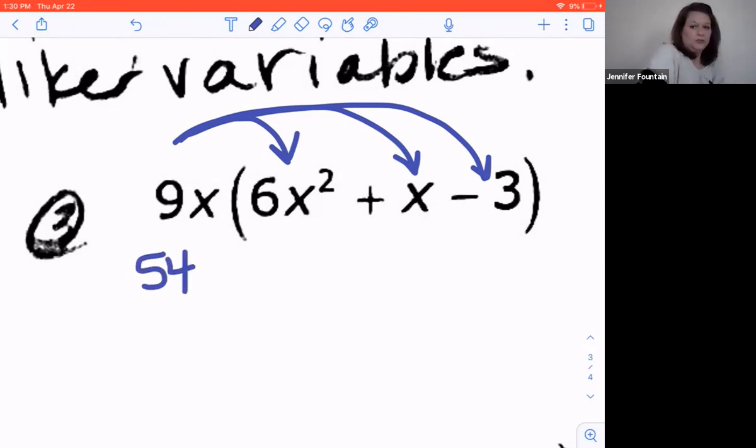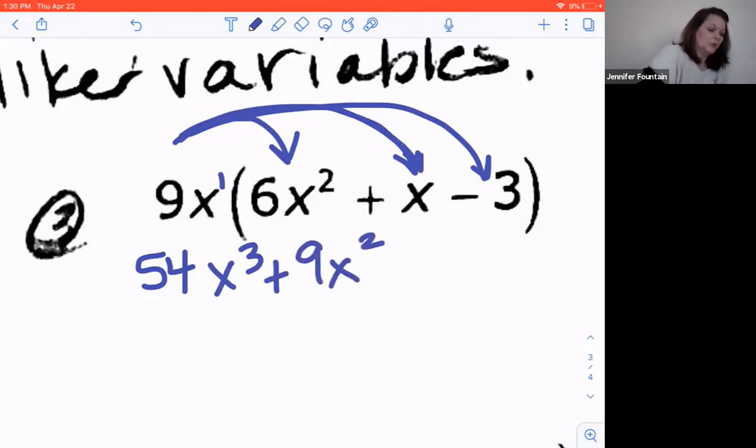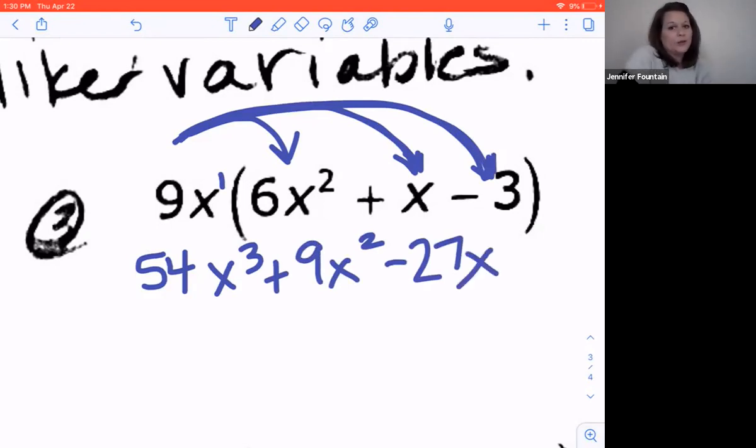54. We'll do this one kind of quick because it's bell time. X times x squared. Remember, that's x to the first, times x squared will be x cubed. Now I've got to multiply 9x again by x. So that will be plus 9x squared. And then I multiply 9x times -3. So that'll be minus 27x. All right, go ahead and take a break.